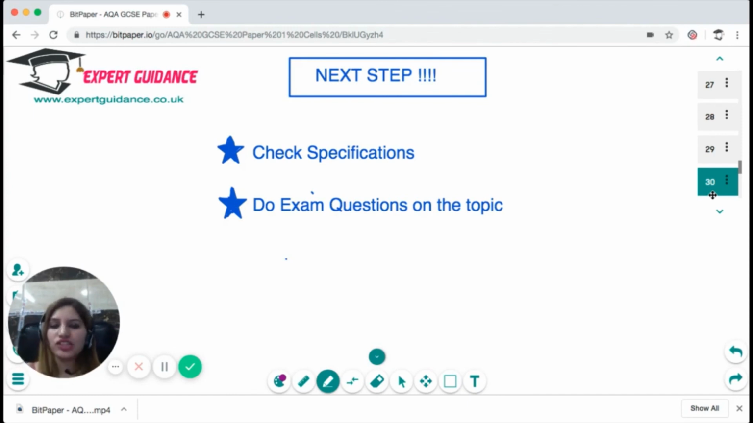Now what you need to do next is check the specification, make sure the specification is clear to you, and then you need to do the exam question on this topic.